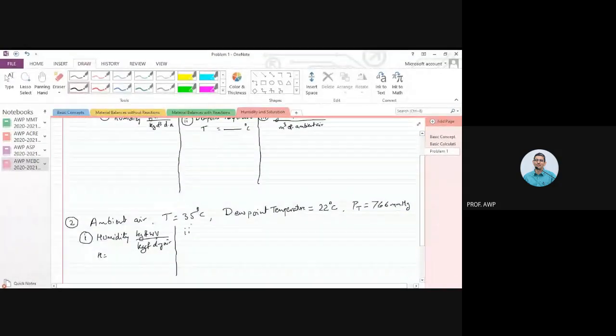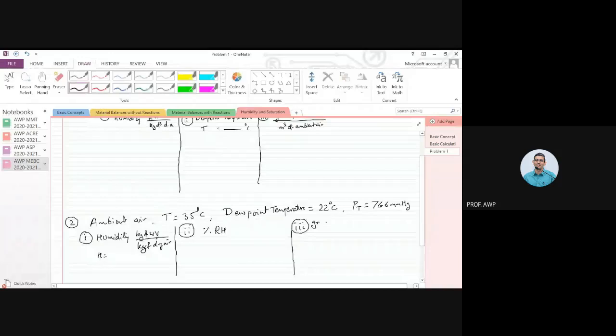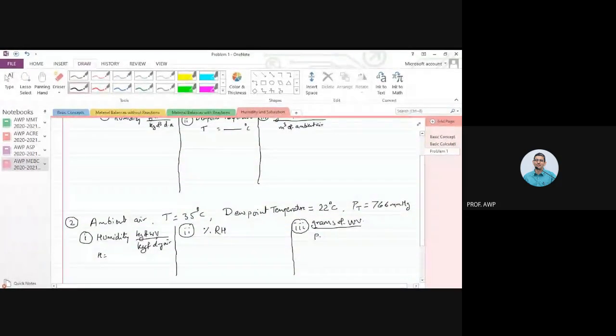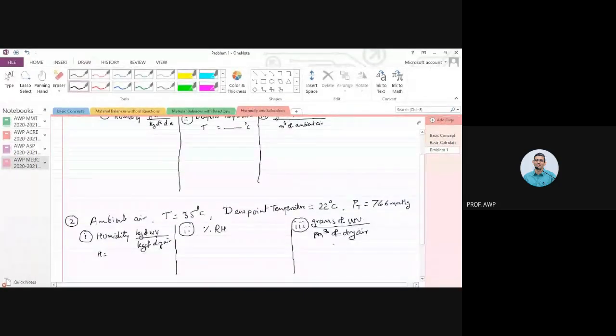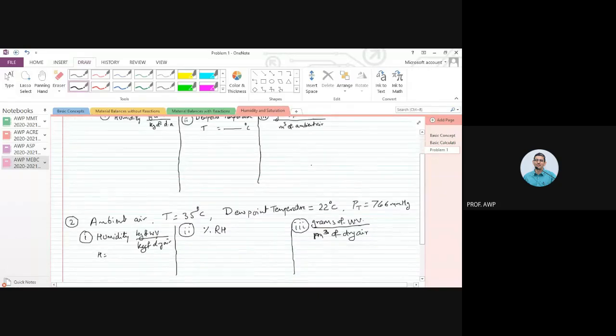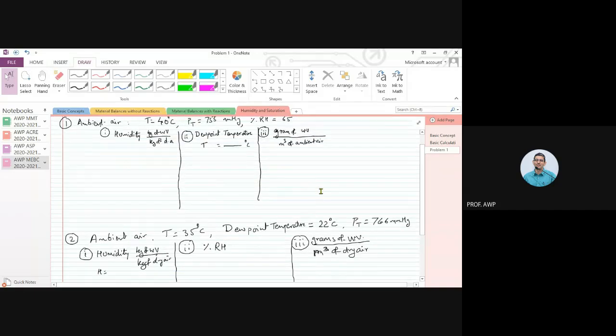Second thing I would like you to calculate is percent RH. Third thing I would like you to calculate is again the same thing, now slightly different, grams of water vapor per meter cube of dry air. Okay, they are different. First one I want per meter cube of ambient air. Second one I want per meter cube of dry air. So they are different.